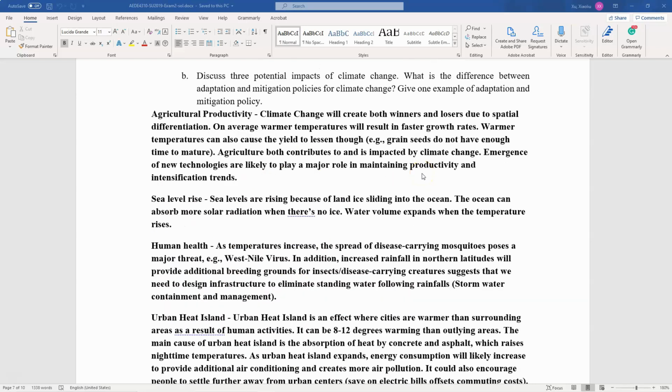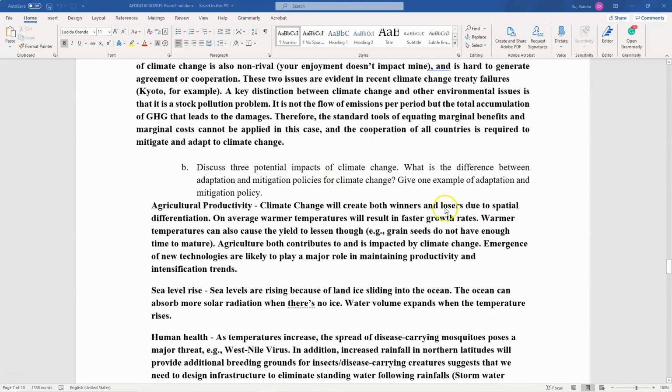And what is the difference between adaptation and mitigation policies for climate change? The mitigation policy is an attempt to prevent, slow, or alter the impacts of climate change, while adaptation is the process of adapting behavior and decisions to prepare for or respond to climate change. So that is the difference between those two methods. Then give one example under each method, and it is very easy to find one example from our lecture notes.